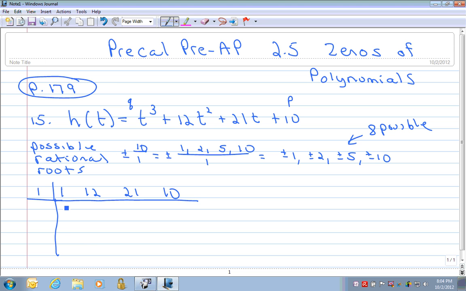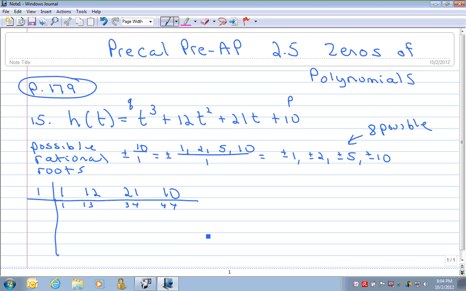Let's just do that. We pull down the first term, that's 1. 1 times 1 is 1. 1 and 12 would be 13. 1 times 13 is 13. 13 and 21 would be 34. 1 times 34 is 34, plus 10 would be 44.